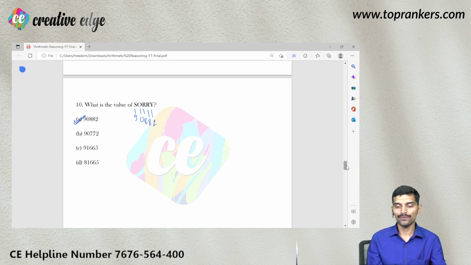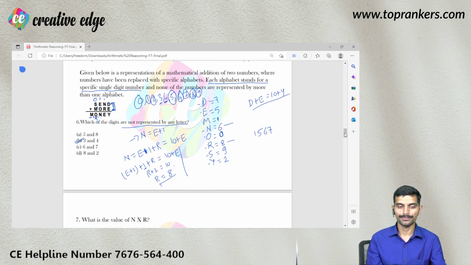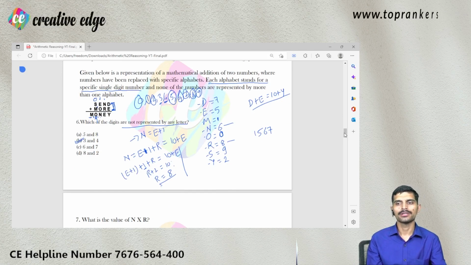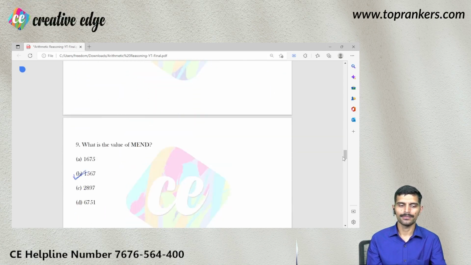So this is how we solve this kind of arithmetic reasoning question, right? Some numbers are represented by letters, and then we need to decode the values of these letters. Instead of this sum, there could be a multiplication as well. There could be a division or subtraction as well, but there are majorly chances of multiplication or addition. So try to explore this side as well.